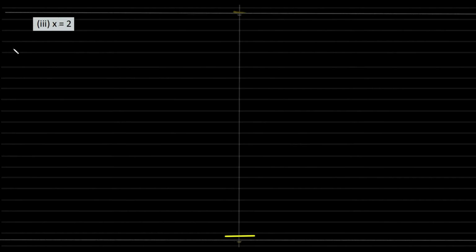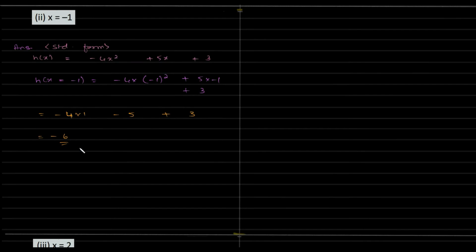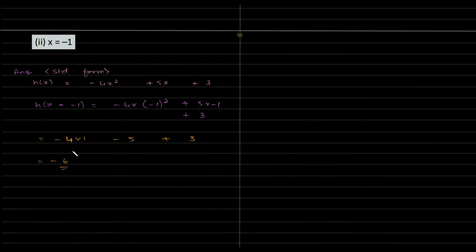And the last question. First thing is in standard form. Then we have h of x at x equal to 2. So minus 4 into 2 squared plus 5 into 2 plus 3. So minus 4 into 4 is minus 16, plus 10 plus 3. So we have minus 6 plus 3, which is minus 3. And this is your value for h at x equal to 2.